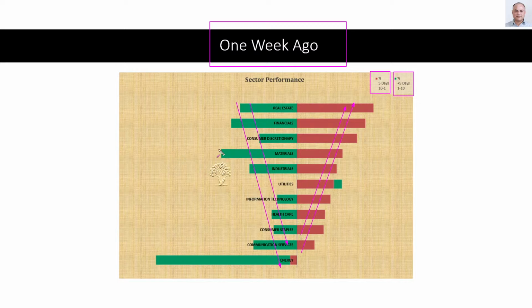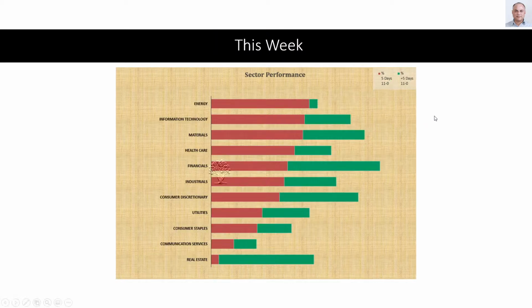This was 1 week ago. That week ended with 10 sectors up, 1 sector down. And this is the same week to week comparison for the current week. Here, from bullish stance, it continued to be bullish, maybe even more bullish. Over last 5 days, all the 11 sectors are up now, these red bars.